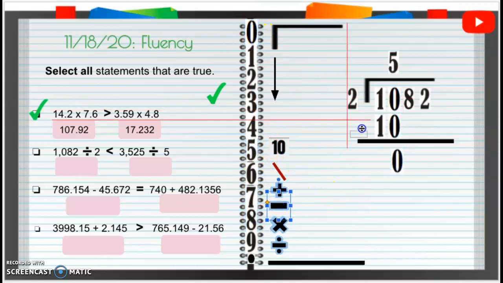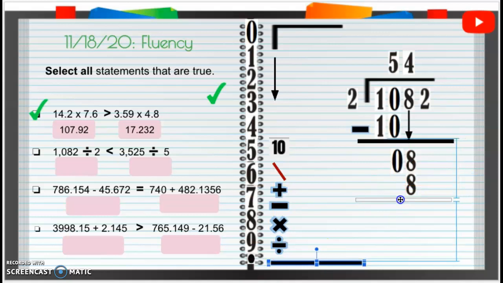All right, now bring down that 8. Then we have, how many times can 2 go into 8? It can go in 4 times. 2 times 4 is 8. When we subtract, 8 minus 8 is 0.